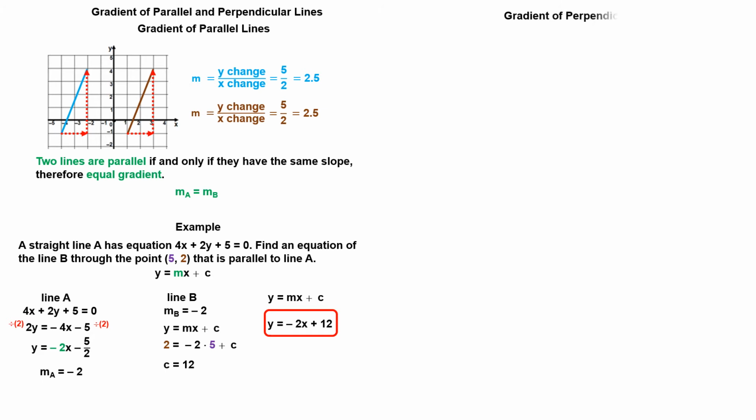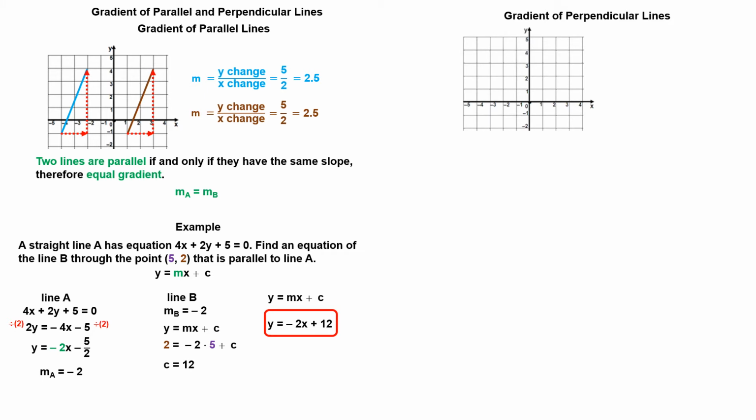Gradient of perpendicular lines. In the figure, we show two perpendicular lines intersecting at the origin. Let's find the gradient of the blue line. X change is 4 units to the right and 2 units down. So the gradient is negative.